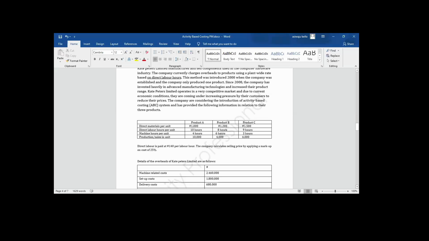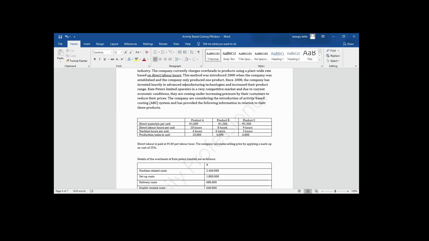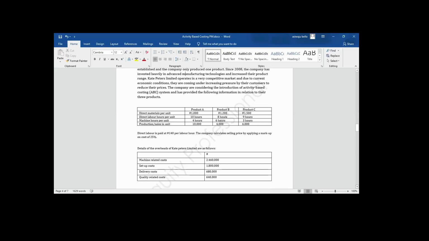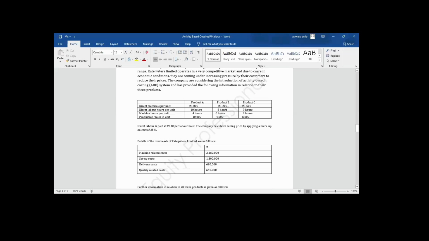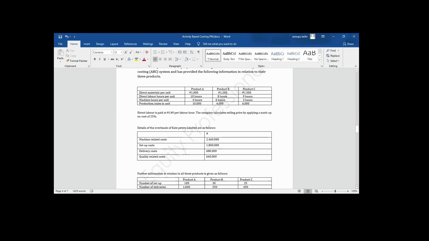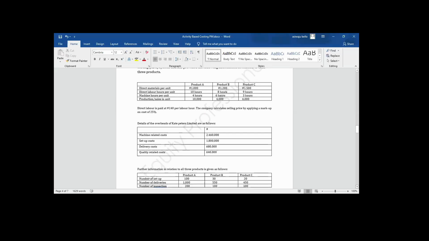The company are considering the introduction of activity-based costing (ABC) system, and has provided the following information in relation to their 3 products. All figures assumed to be correct. Let me help you, don't worry. Okay? Are you tired? No, I'm not tired.